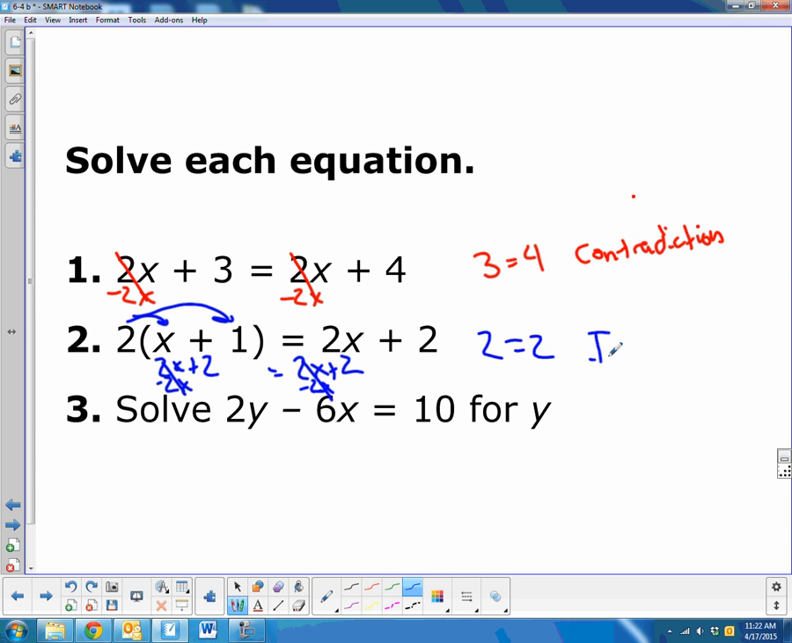We call that the identity. That's 2's identity. 2 is 2. That's what it is. 2 equals 2. It's its identity. So we call that the identity.